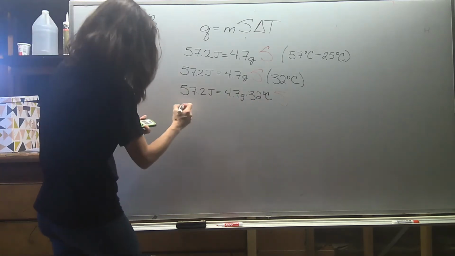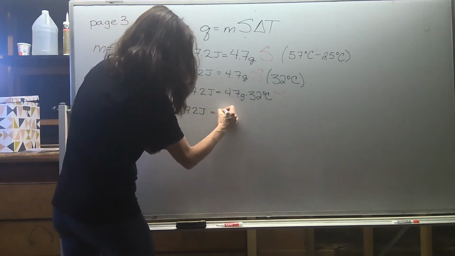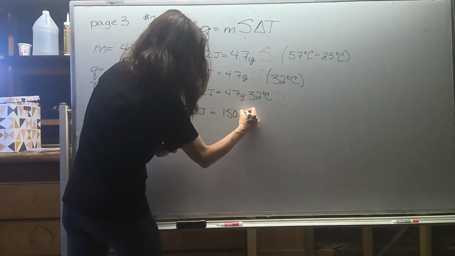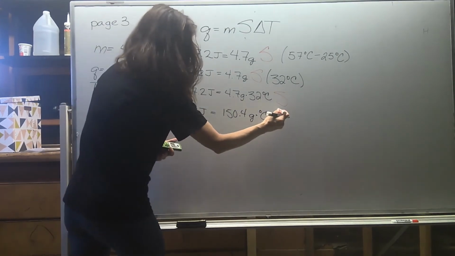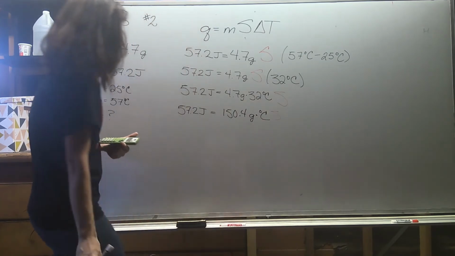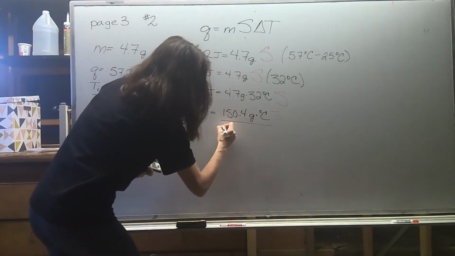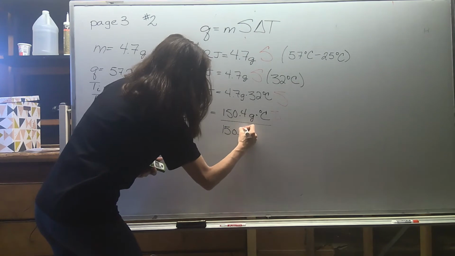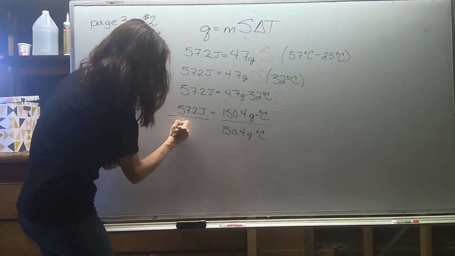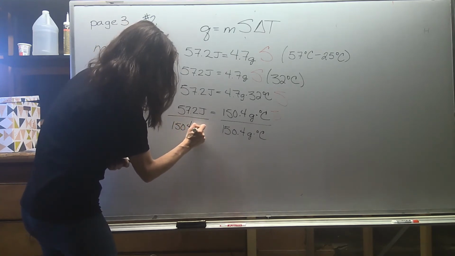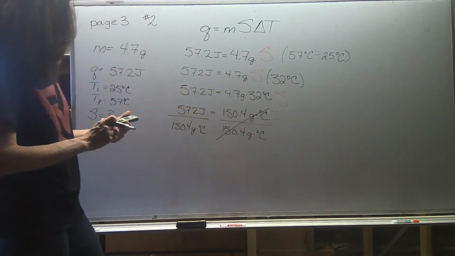So multiplying these two, now I'm at 57.2 joules equals 150.4 grams times degrees Celsius. The S is still there. And then I want to bring this over, so I'm going to divide this side by 150.4 grams times degrees Celsius, and I'll do the same thing over here. And this cancels with this, and I'm just left with S.